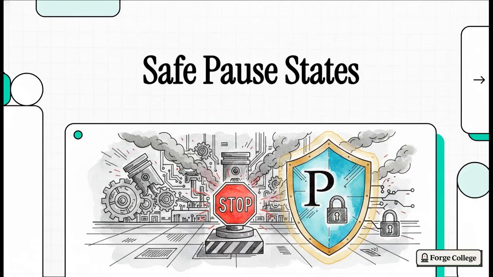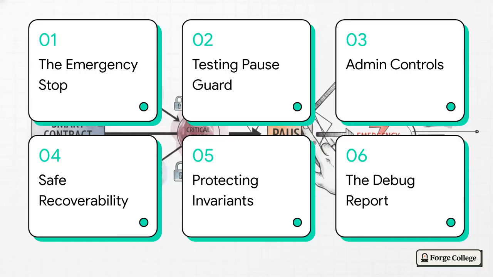We're going to look at how to freeze your contract, and more importantly, how to mathematically prove that your pause button is an actual lifesaver and not a self-destruct sequence. Okay, let's dive into this. Here's our engineering safety manual for the day. We've got 6 inspection points to hit: the emergency stop button, testing the pause guard, admin controls while paused, testing safe recoverability, protecting your invariants, and finally, the debug report.